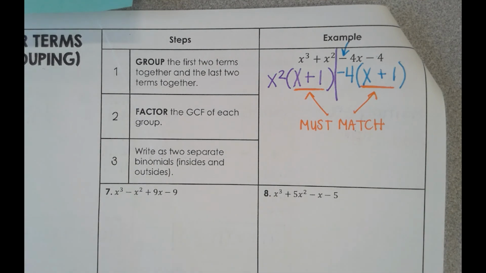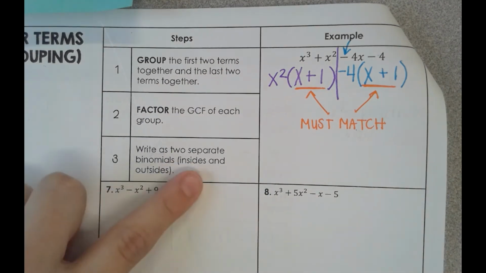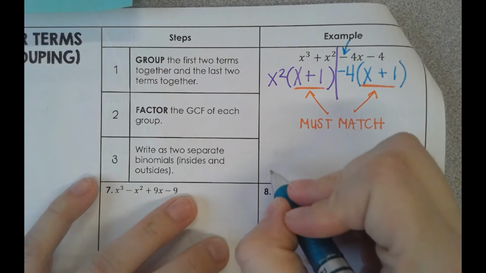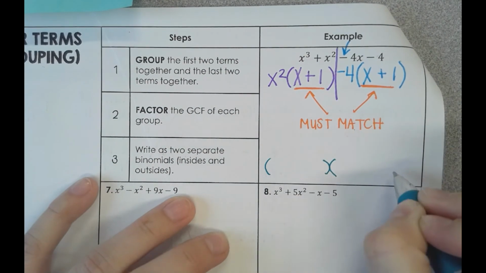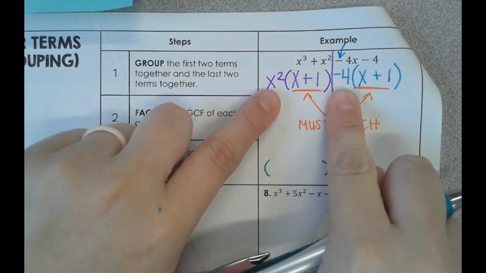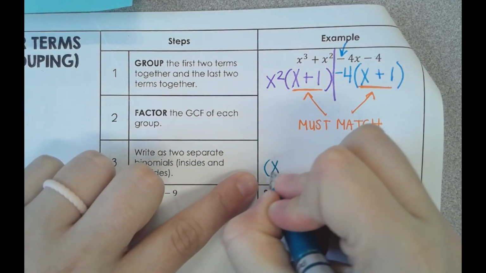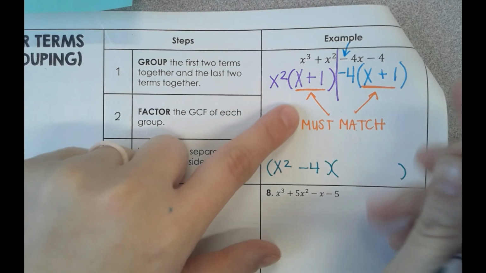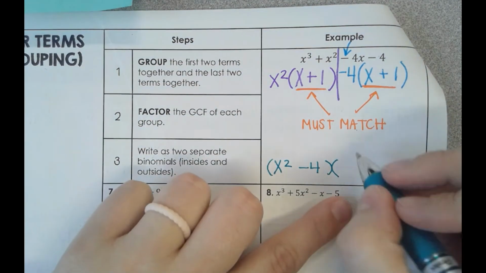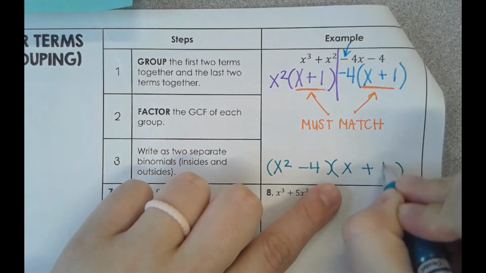And we write our final answer. We have 2 sets of parentheses. The first one comes from these outsides: x squared minus 4. The second set is what was left on the inside: x plus 1.